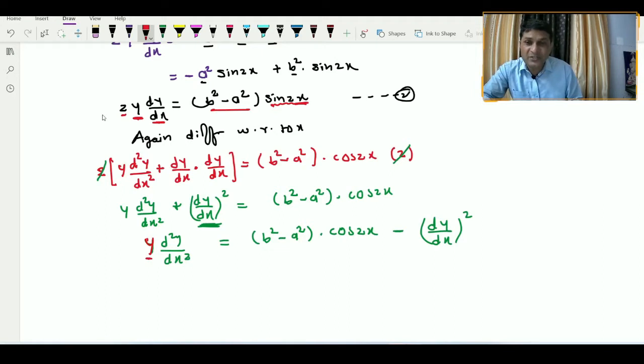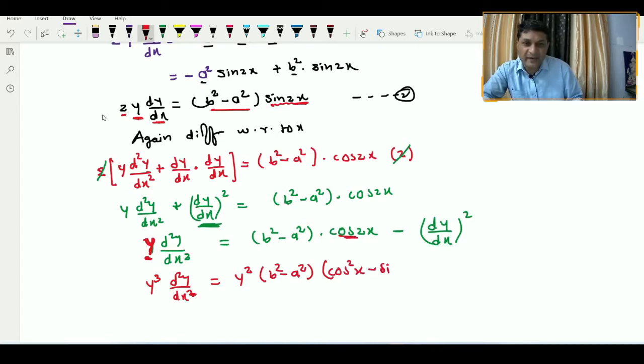In the next 2-3 steps I will explain why we are doing this adjustment. So multiply by y square on both sides. If I am multiplying y by y square, here we will get y cube into d2y upon dx square. Here multiply by y square, here b square minus a square, keep it as it is. I am replacing cos 2x by the double angle formula, its value is cos square x minus sin square x.